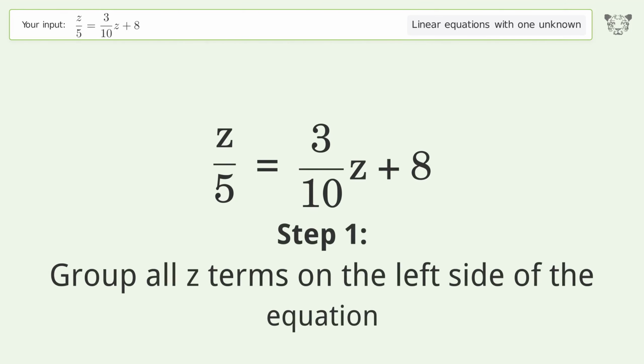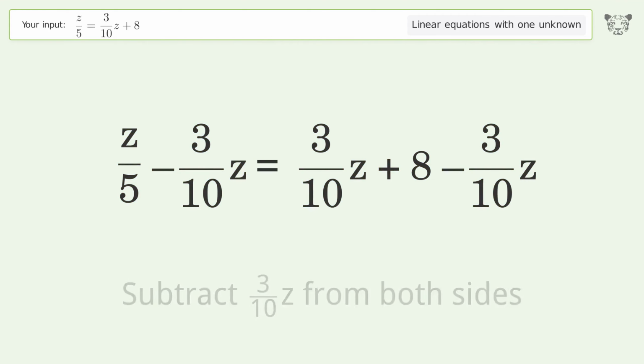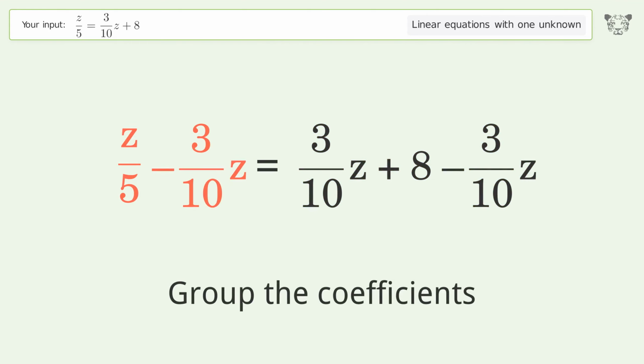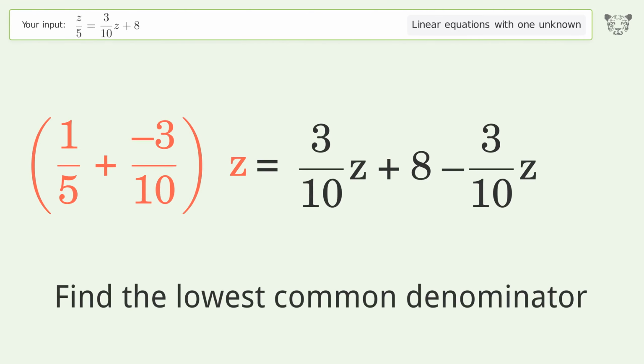Group all z terms on the left side of the equation. Subtract 3/10z from both sides. Group the coefficients. Find the lowest common denominator.